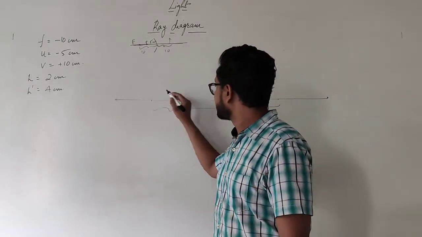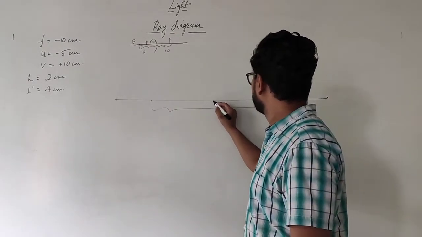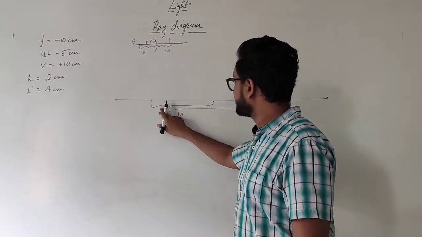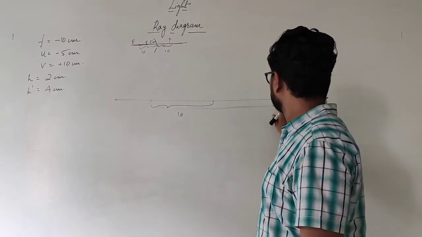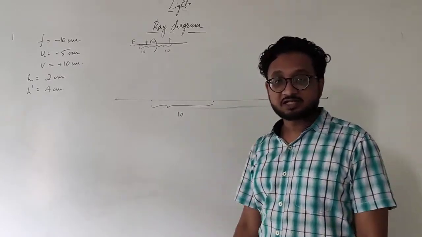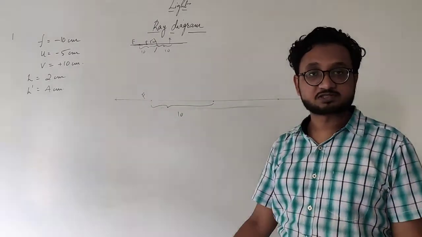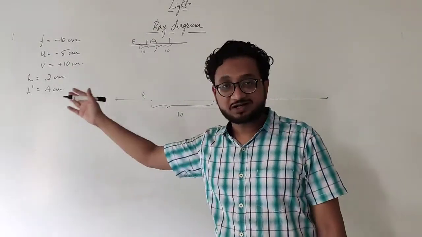So let's say that this is 10 centimeters. That means you will have somewhere over here. This is 10 centimeters. Now you can remove the older bracket so as to remove the confusion. 10 centimeters. This is the focus point. Your point of focus. Okay. No need for the radius of curvature.